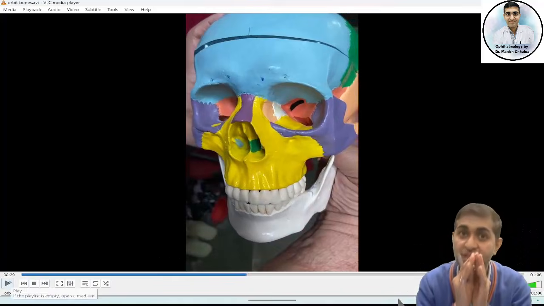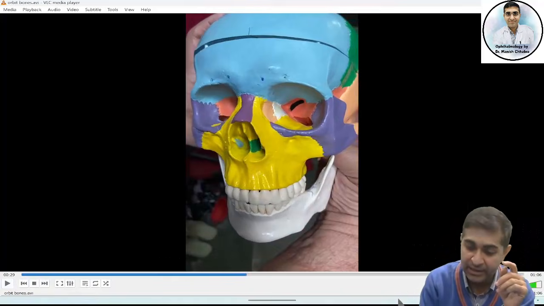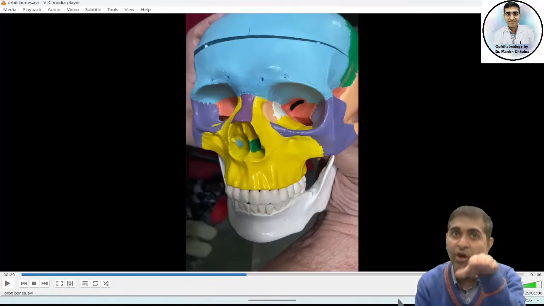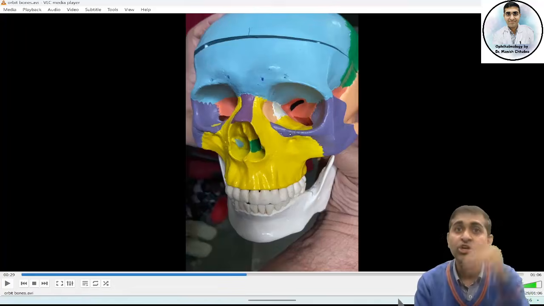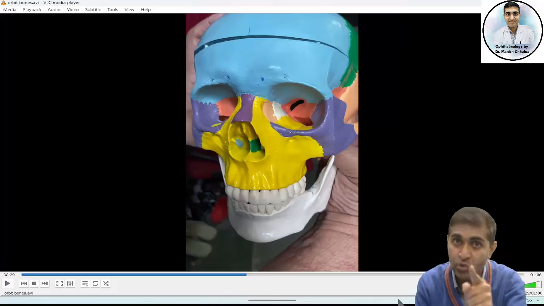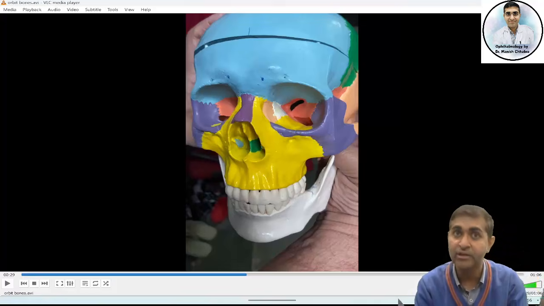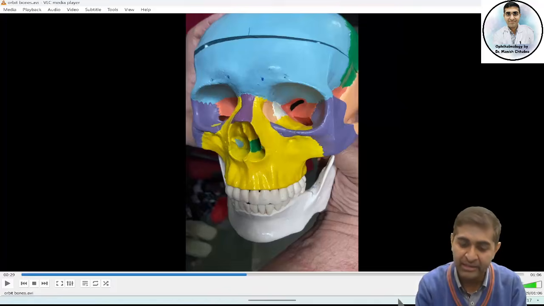Now you can see the front view. The yellow bone which you see is maxilla, and the lilac bone is zygomatic bone. The bones forming the base of the orbit are palatine, which is not visible here, the maxilla and the zygomatic. The bones forming the lateral wall of the orbit are zygomatic and greater wing of sphenoid. The bones forming the roof of the orbit are the blue bone, which is frontal bone, and the lesser wing of sphenoid. The bones forming the medial wall of the orbit are maxilla, lacrimal, ethmoid, and body of sphenoid.